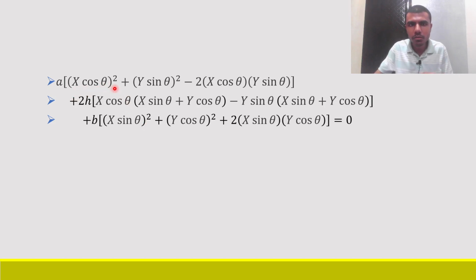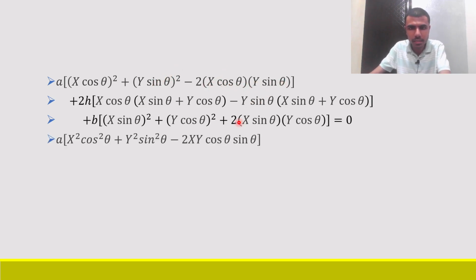X cos theta whole square ఏమవుతుందండి x square cos square theta. ఎందుకంటే ab whole power m is a power m b power m. సో దీని స్క్వేర్ వచ్చేసి x square cos theta whole square ఏంటి cos square theta. ఓకే, అది అయిపోయింది. సో ఫస్ట్ ఈక్వేషన్ ని ఫస్ట్ దాన్ని కాస్త సింప్లిఫై చేసామంటే, if we simplify the first one, I'd get a into x square cos square theta plus y square sin square theta minus 2xy cos theta sin theta. This is what I'm going to get for the first one.